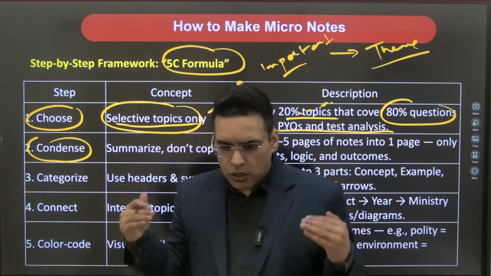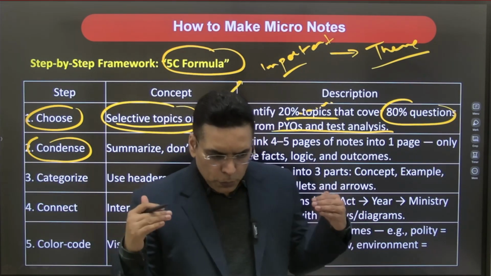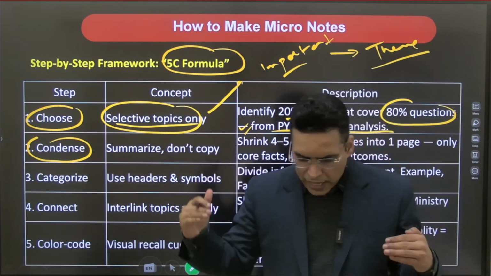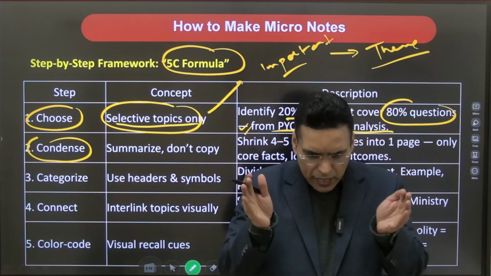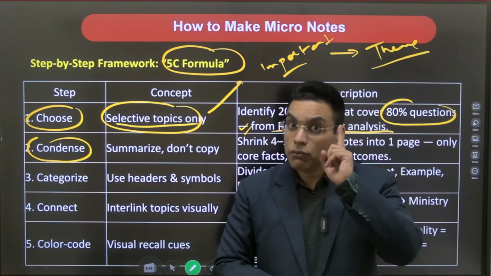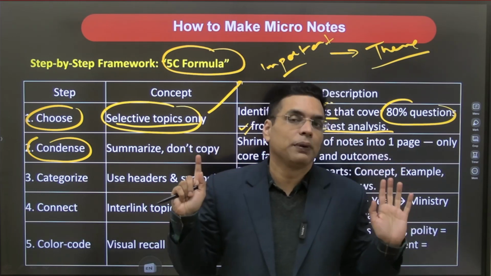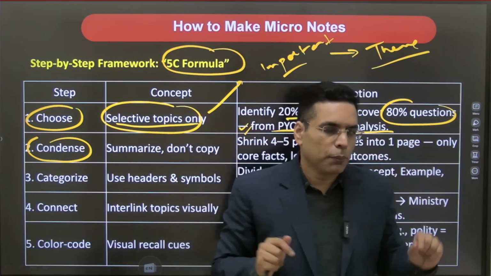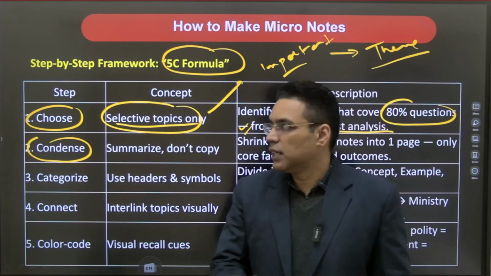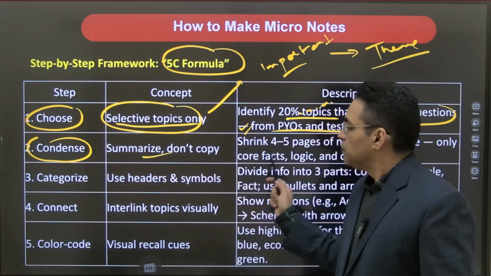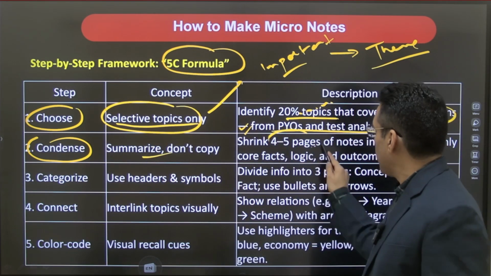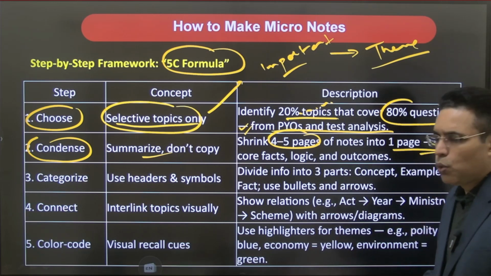Once you have decided, now you have to identify. Remember, UPSC will always reward you the clarity and thereby the concept and easy language. That is very important, right? Very simple, very easy, simple, lucid and comprehensible होना चाहिए. If you see a lot of your toppers copy, this is one differentiator they have. Okay, so summarize, don't copy. Shrink 4-5 pages into one page, one pager, core fact, logic.